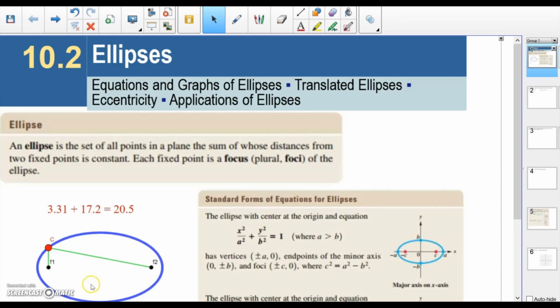10.2 Ellipses. You look at the definition, it says an ellipse is the set of all points in a plane, the sum of whose distances from two fixed points is constant. Each fixed point is a focus, and to pluralize that, that's foci, of the ellipse.